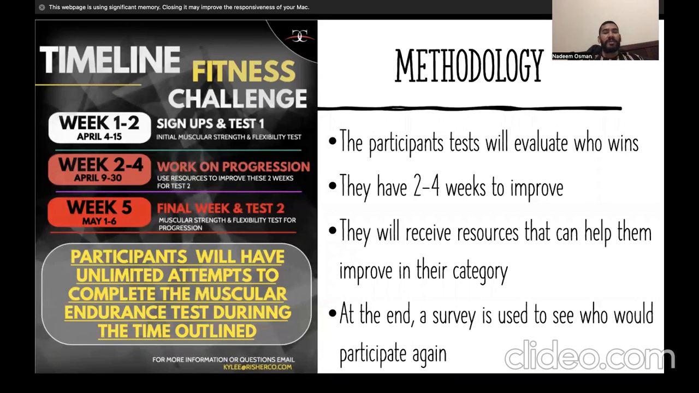And then at the bottom, as it states, participants will have unlimited attempts to complete the muscular endurance test during the time outlined. So they can do it as many times as they want until May 6th. That's when all the numbers are locked in.